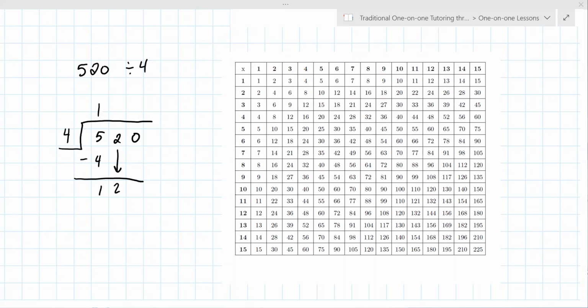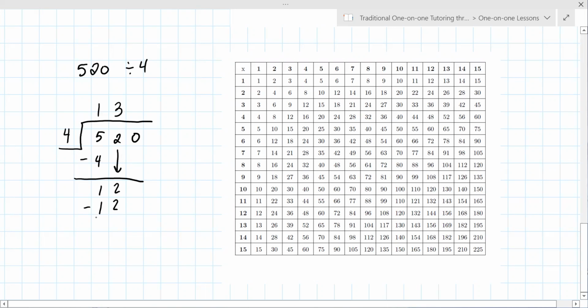I got lost. Okay, how many times does 4 go into 12? 3 times. You put a 3 up here. What is 3 times 4? 3 times 4 is 12. Okay, so put that down here and subtract. So it's 0, but you don't write the 0. 12 minus 12 is 0.